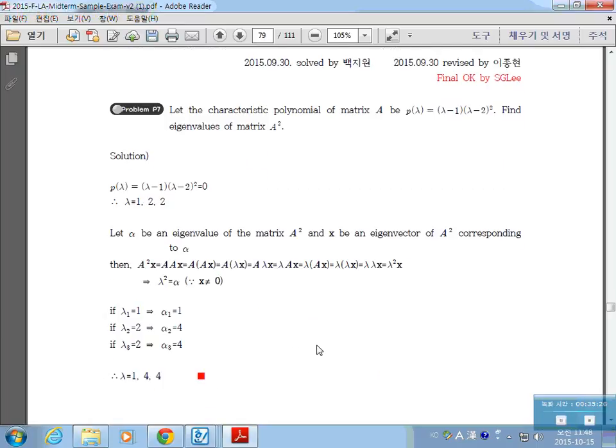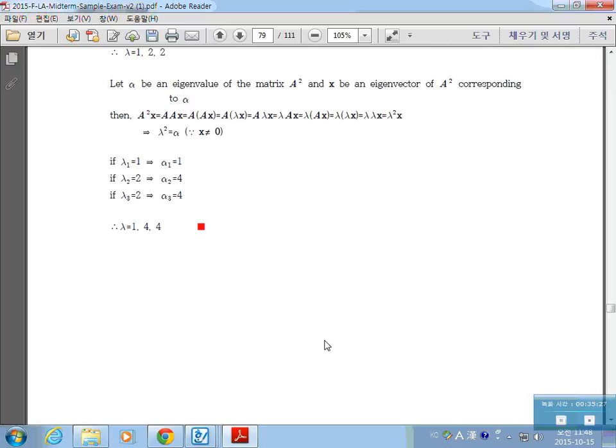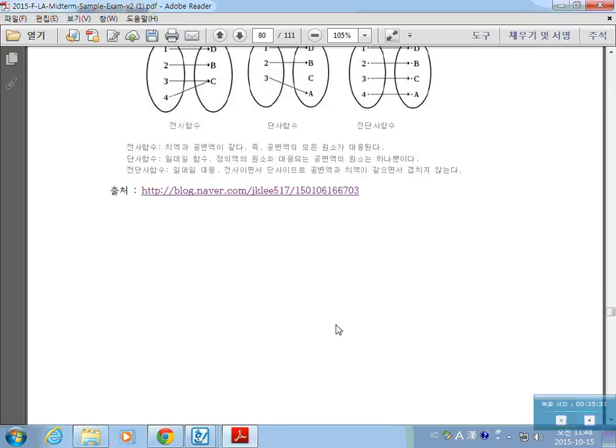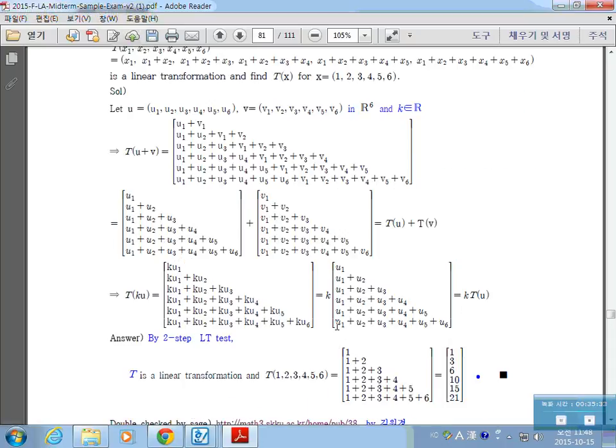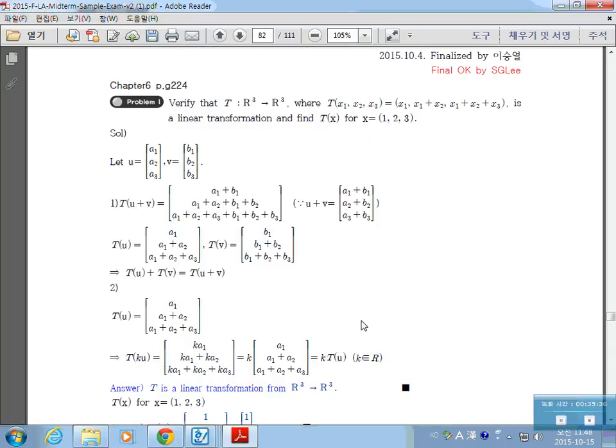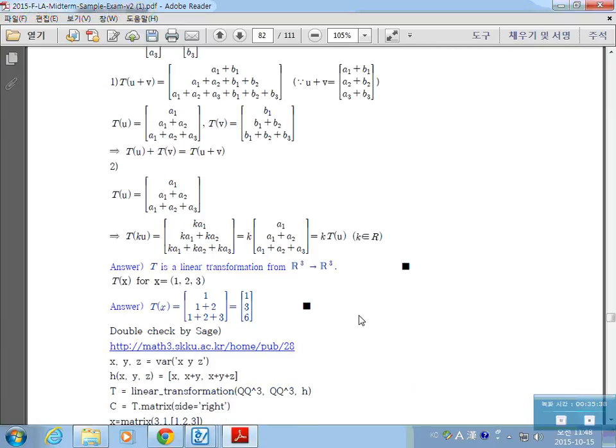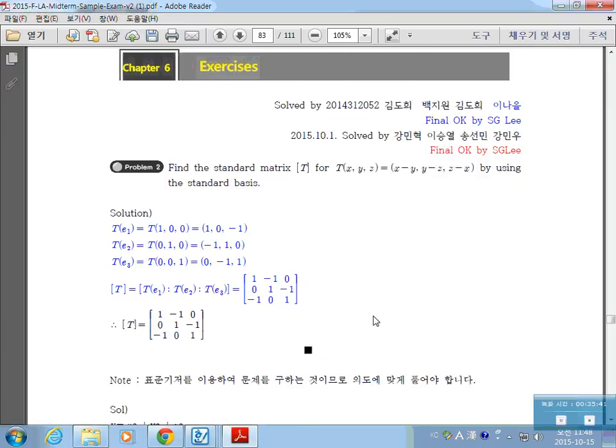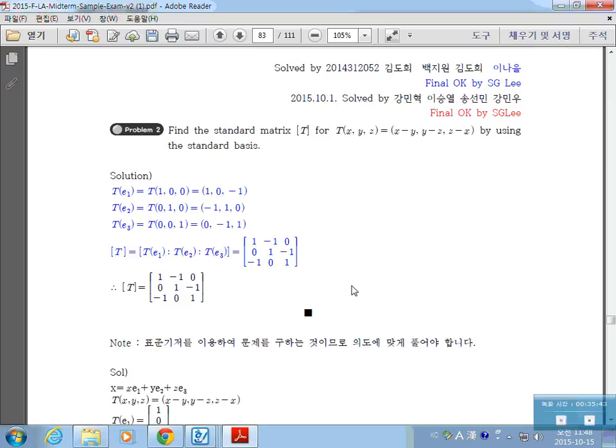Okay, now next the characteristic polynomials and eigenvalues and bijective functions and the properties of triangular matrices. And then now we start the linear transformations, chapter 6. And we have spent most of our time on the problems in chapter 6, linear transformations, over the last 2 weeks. So I think you are pretty well prepared on the problems in chapter 6. Since time's up, I will finish it. If you have any questions, now it's time to ask.